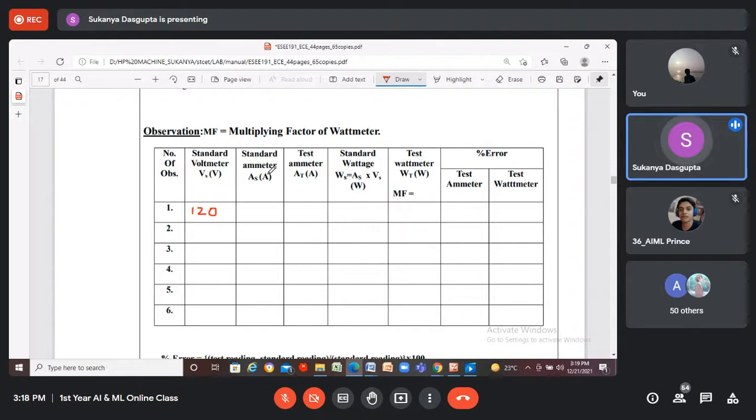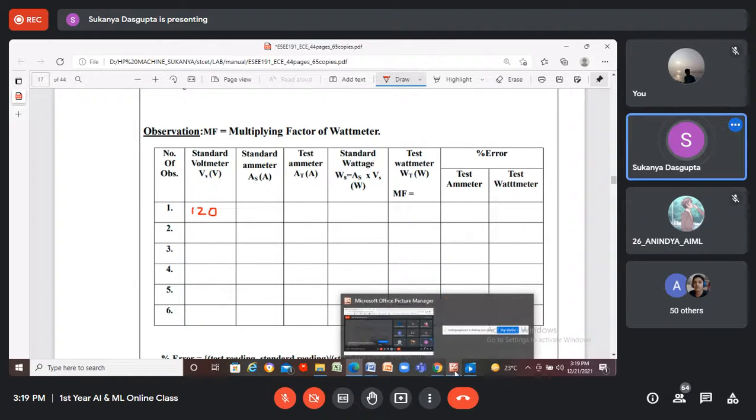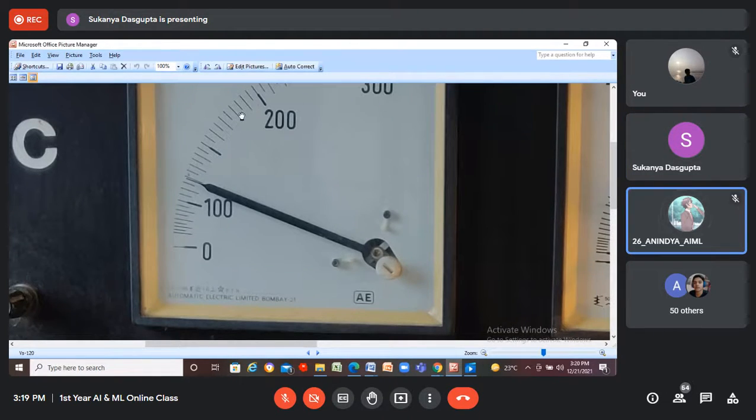Next, we'll take the reading of the standard ammeter and test ammeter. Ma'am, 120 or 110? Just wait. This is 110. This is 120. 130, 140. This is 150. 160, 170, 180, 190, 200. Yes, ma'am.